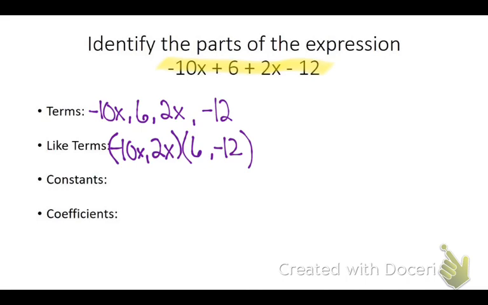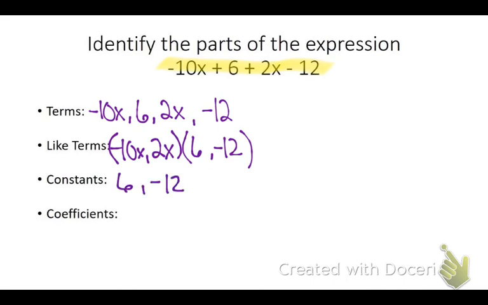Now, constants and coefficients are both common terms that are easily confused. Before I tell you what's what, I want to see who can get the constants right. Go ahead and list the constants. What are your constants? I'm hearing a lot of different things. A constant is a number by itself. There's nothing else in the term that can affect its value. What are my constants? 6 and -12.